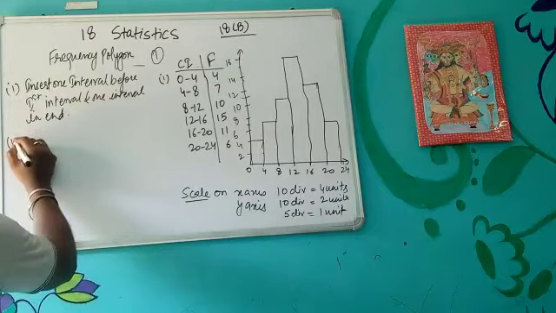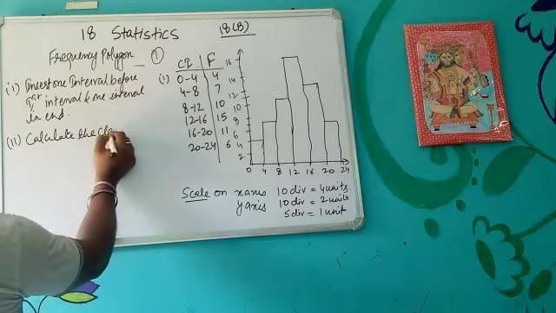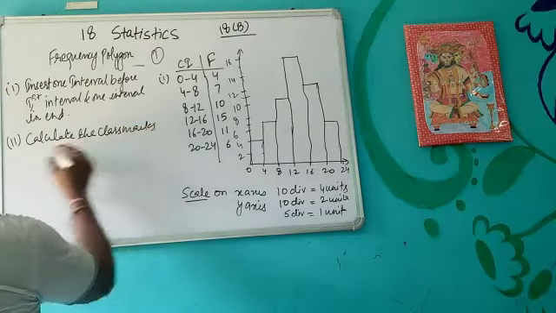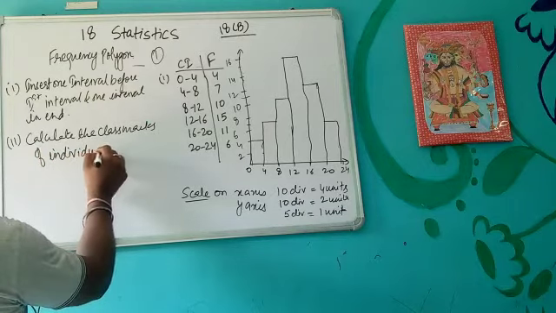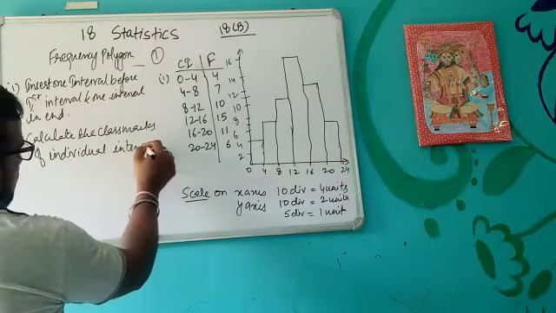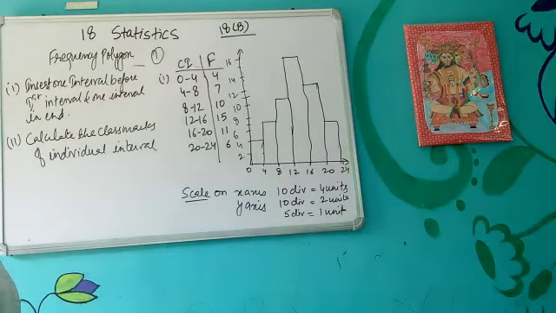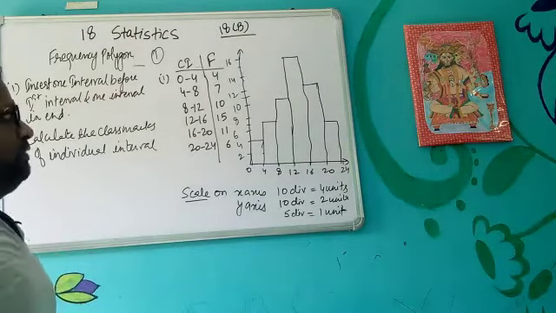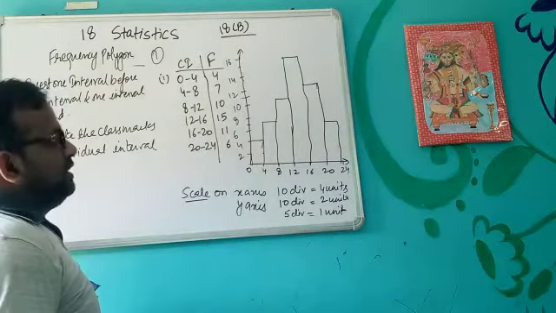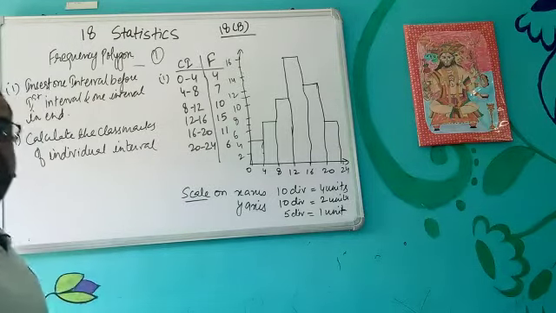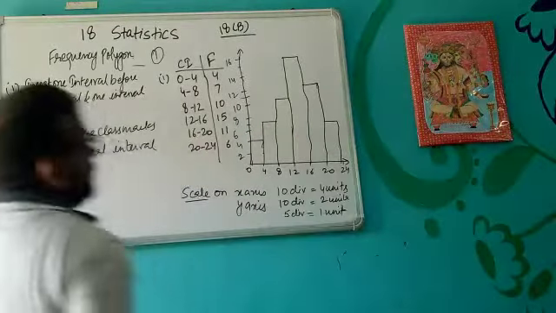Then second, we have to calculate the class marks of individual intervals. Okay, so whenever you want to construct the frequency polygon, you need to calculate the class marks for each individual interval. So suppose I have this data only, and with the help of this data I have to construct the frequency polygon using the histogram. Then how will I construct it? So a few things will change in this.